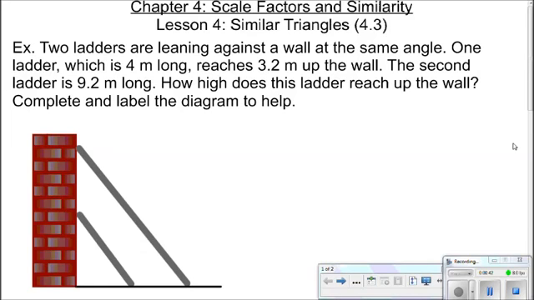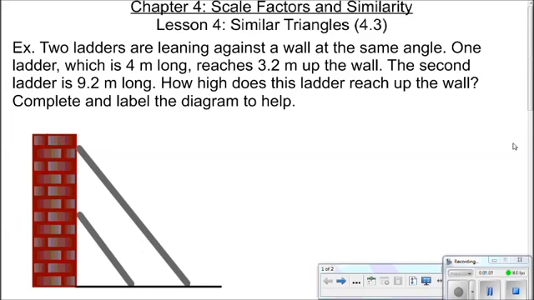So this is a ladder leaning against a wall problem. These are pretty common types of questions, so I want you to make sure that you are really familiar with them. So this first one says you have two ladders leaning against a wall at the same angle. That's an important point, that it says that they're at the same angle.